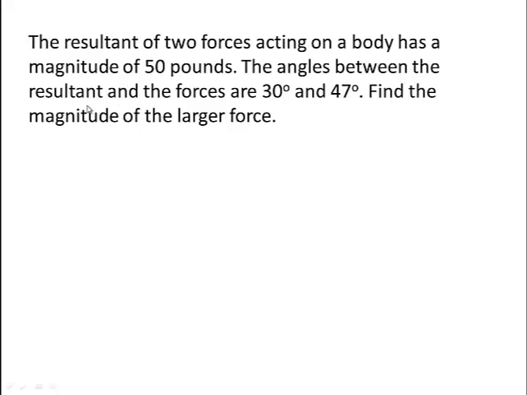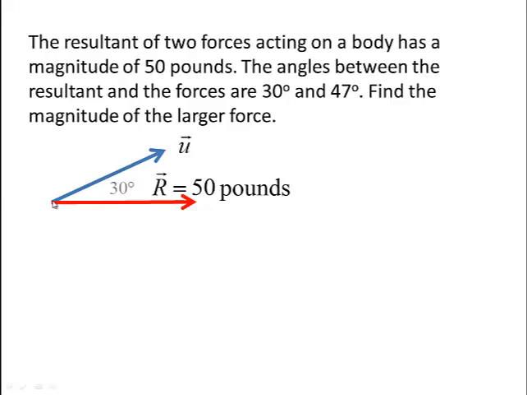The angles between the resultant forces are 30 and 47. Find the magnitude of the larger force. So here's some force that's 50 pounds. That's my resultant force. It's the result of two forces, one here and one here, being pulled. You can think of a rope pulling on a boulder by these two people, u and v. One's pulling this way and one's pulling this way, and the boulder's actually moving this way.